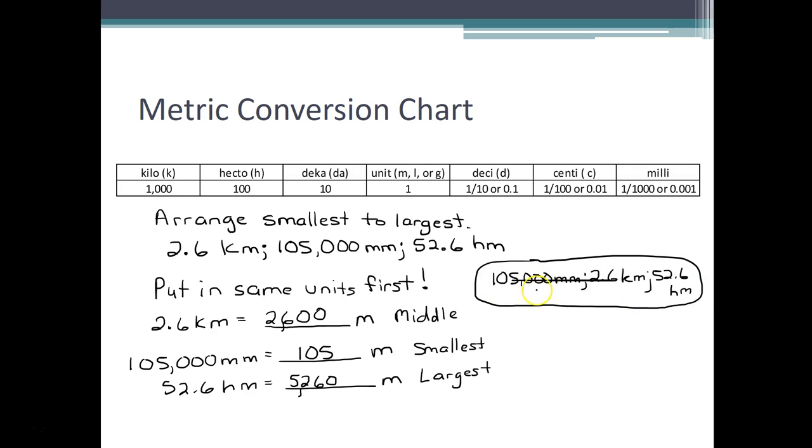And notice that just by the numbers, it doesn't look smallest to largest because you have 105,000 here and 52.6 there and 2.6 in the middle. But all those different units. So you have to put them in the same units before you can ever compare.